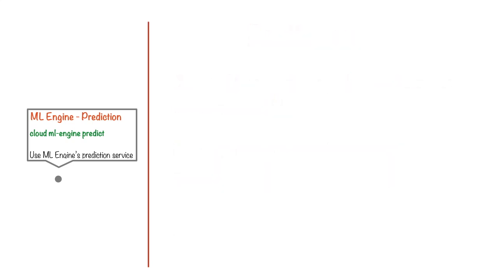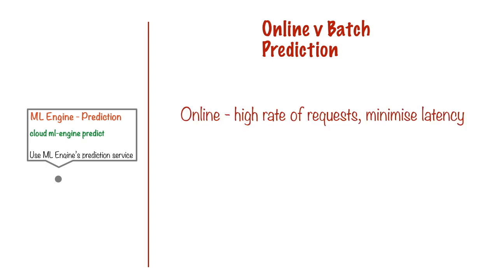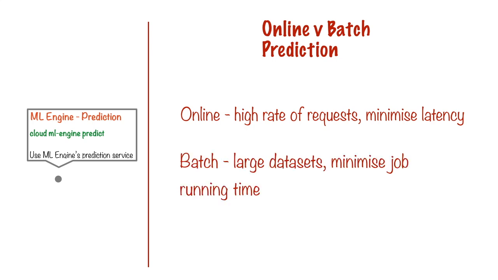As an aside, you should know that there are actually two modes that one can use here. There is an online mode and a batch mode. The online or interactive mode is marked by a high rate of requests. Here, the ML Engine is going to try and minimize latency. On the other hand, batch prediction jobs are typically invoked on large datasets, and here the ML Engine is going to try and minimize the total job running time.